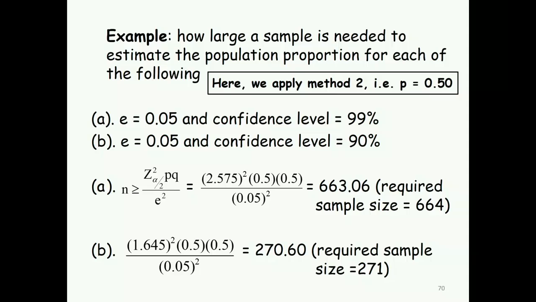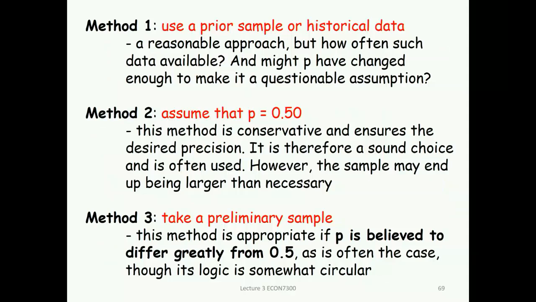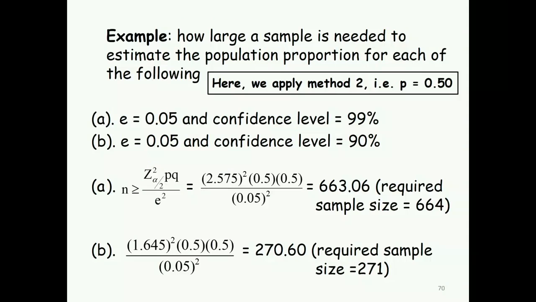So here, for instance, we apply method 2 because P and Q are not given. I don't have P, I don't have a pilot sample, I don't have historical data. The only option I have is simply to use method 2. In this question, method 2 would apply. So always Z, the same thing. The required sample size is 664, and the required sample size is 271.